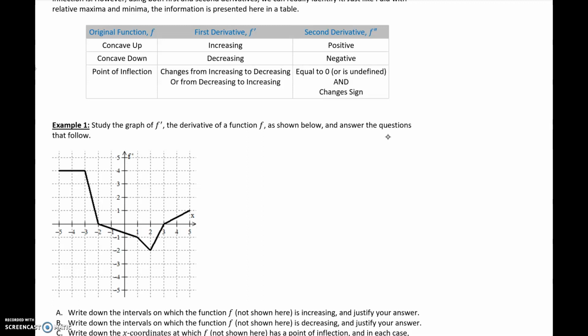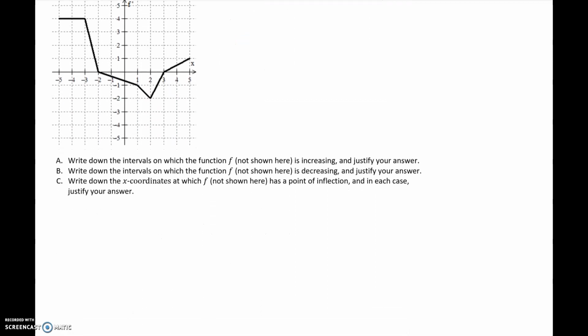So it's f prime, right? So f prime means we're looking here. Okay, we're looking here. We want to answer questions about f, but we're going to look here. So the questions are here at the bottom.